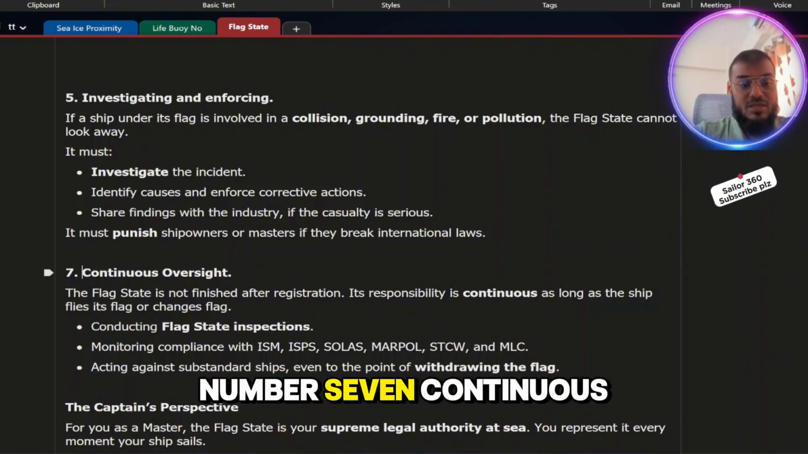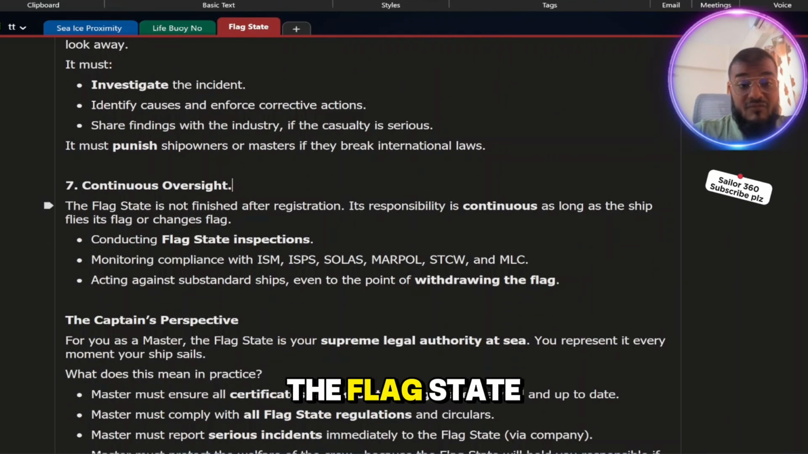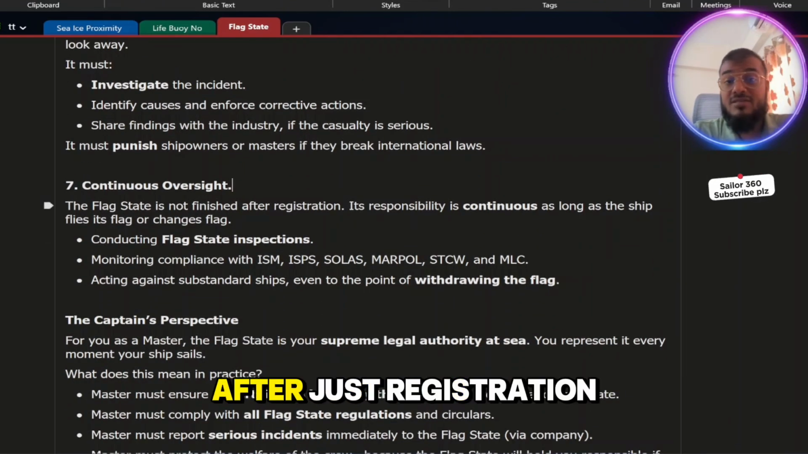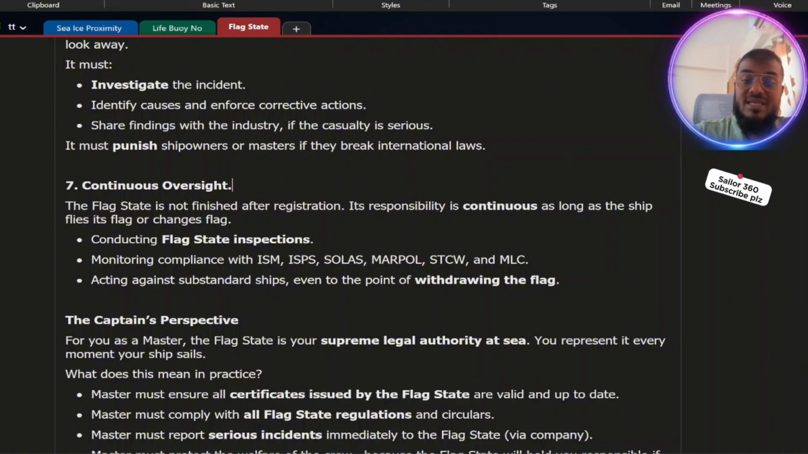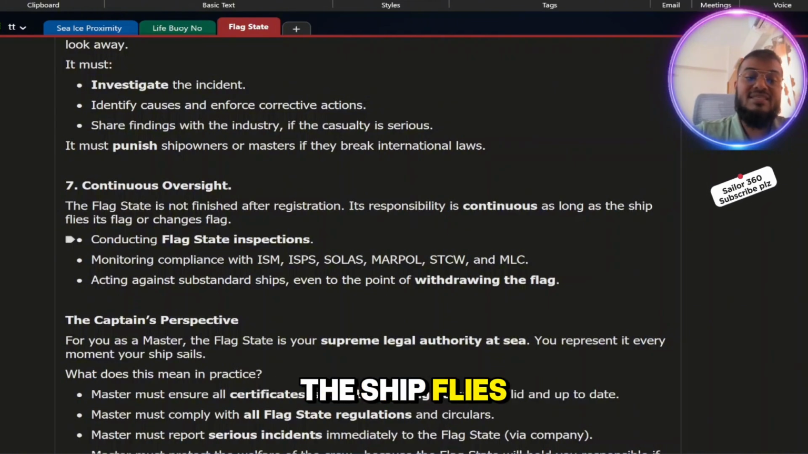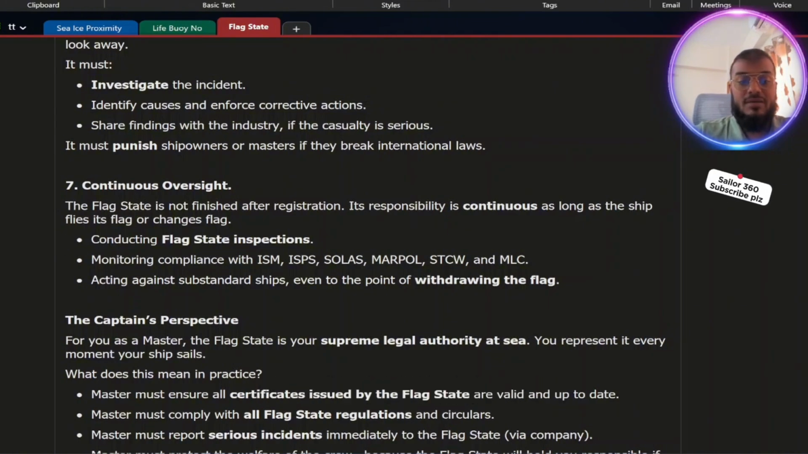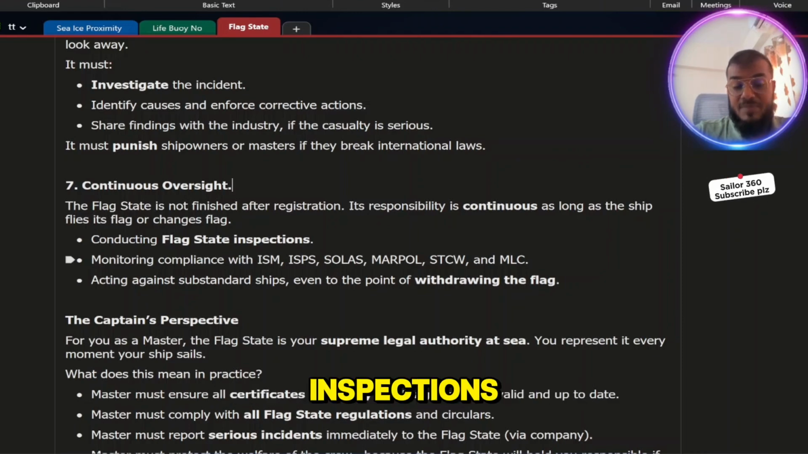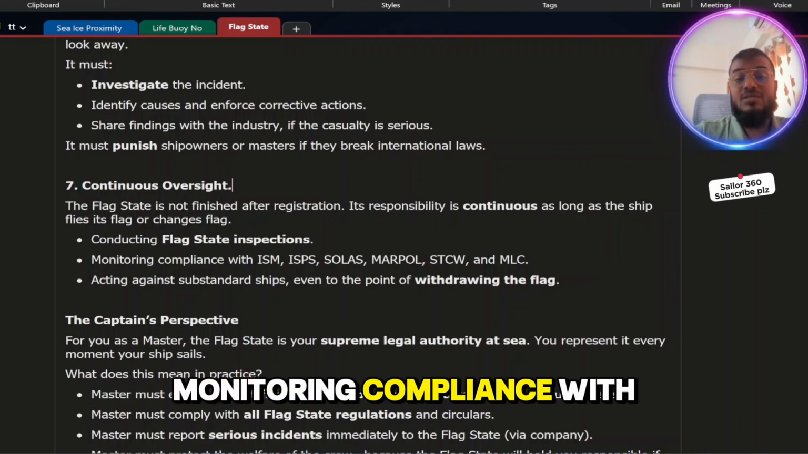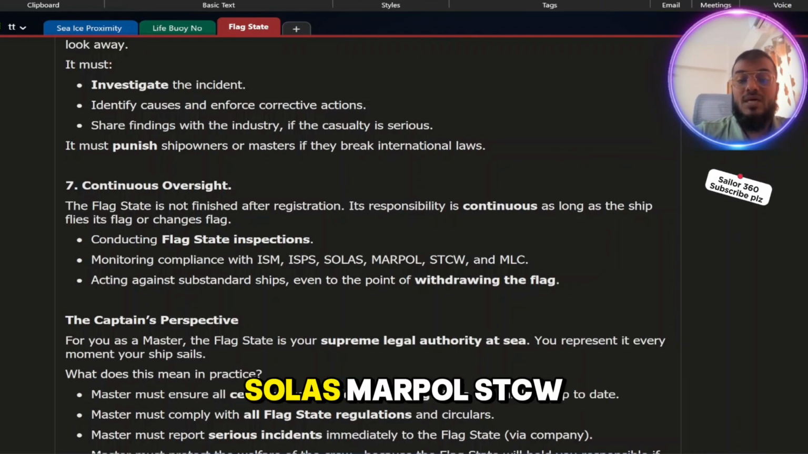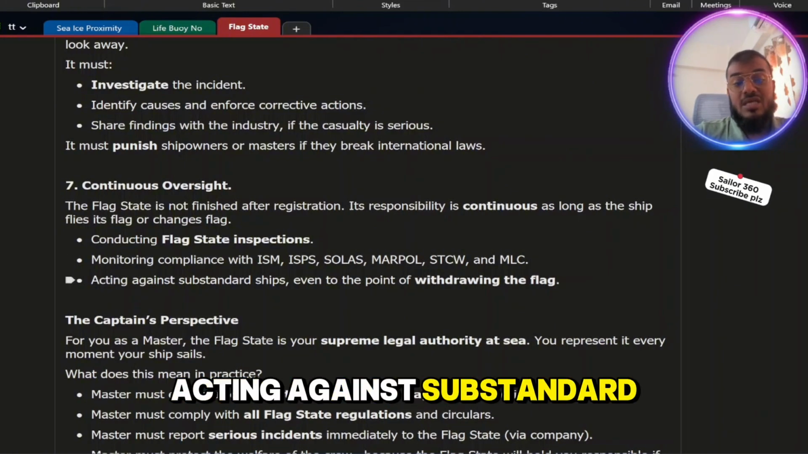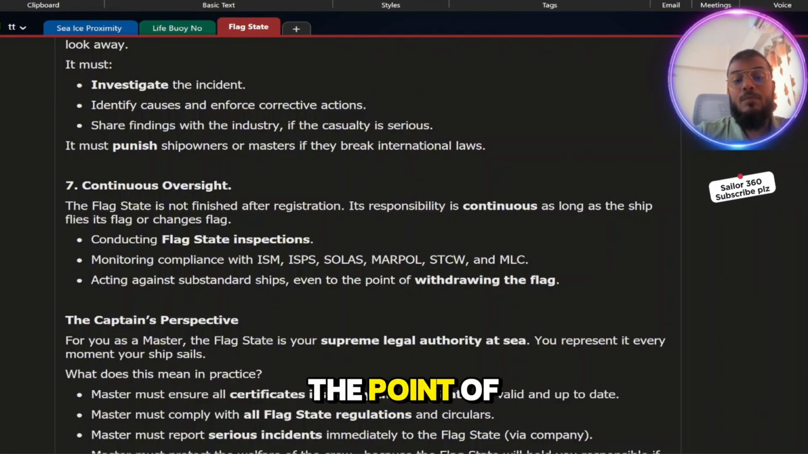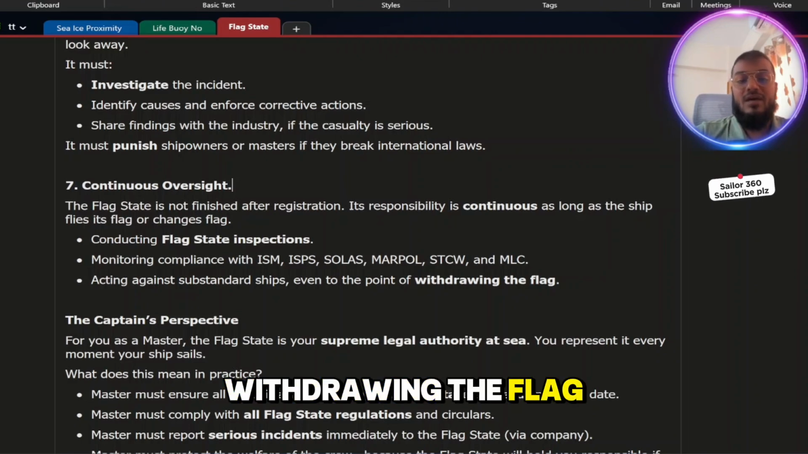Number 7. Continuous oversight. The flag state is not finished after just registration. Its responsibility is continuous as long as the ship flies its flag or until it changes flag. This includes conducting flag state inspections, monitoring compliance with ISM, ISPS, SOLAS, MARPOL, STCW and MLC, and acting against substandard ships, even to the point of withdrawing the flag.